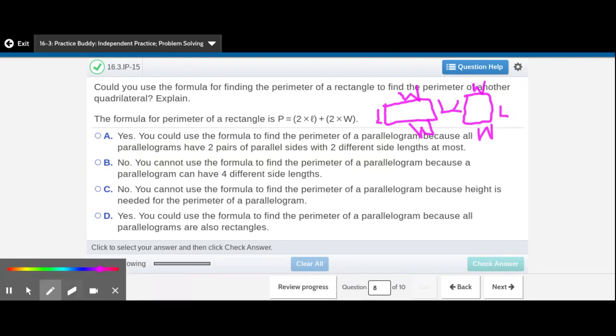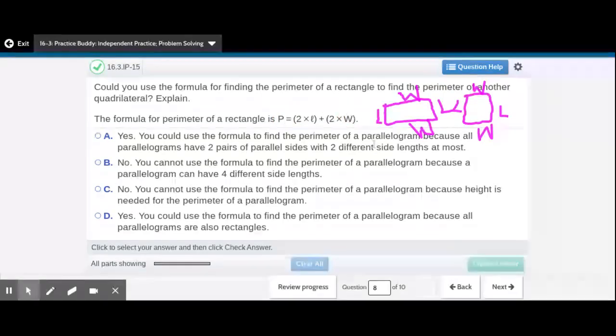Now let's look at our options. With this being said, that means that yes, we could use a different quadrilateral and still have that same equation to use, and it would be the correct way to get the perimeter. Now, with that being said, the no's here in our options are not going to be correct because we just proved that it's a yes, so we have to see which yes it is.